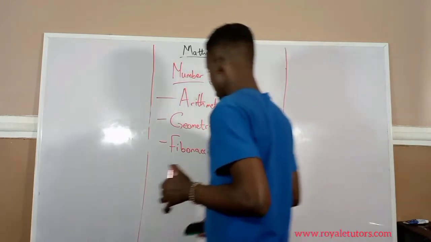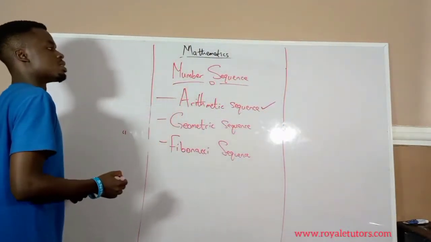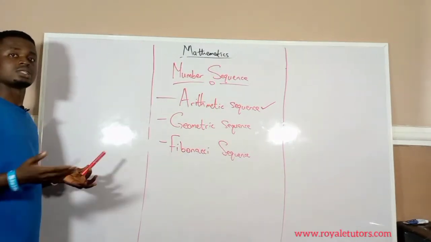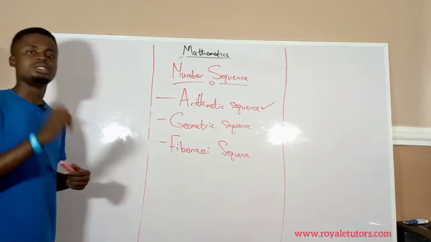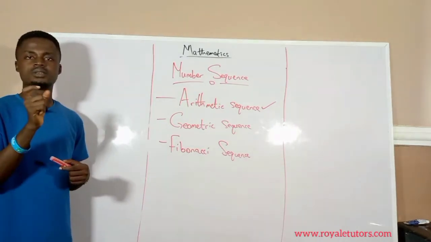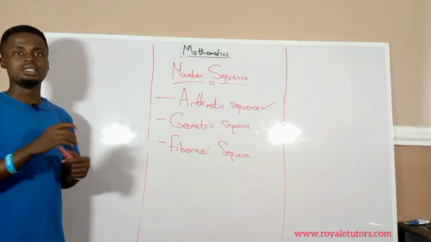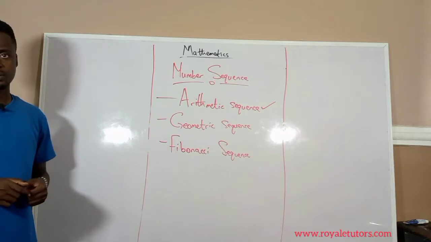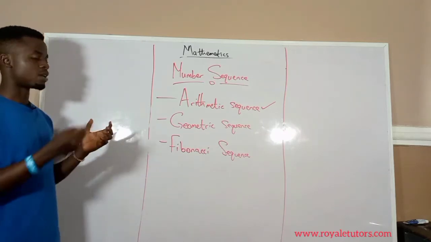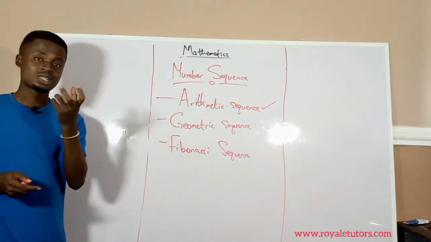So, arithmetic sequence now, the first one. I know we already said a sequence is an array of numbers. So an arithmetic sequence is a kind of array of numbers in which the difference between every consecutive term, take note, is the same. It is constant all through the sequence. Consecutive terms are terms that follow themselves. So when you find the difference between any consecutive terms, it is constant all through the sequence.